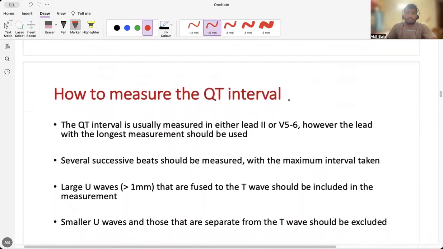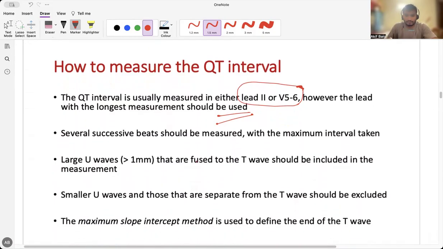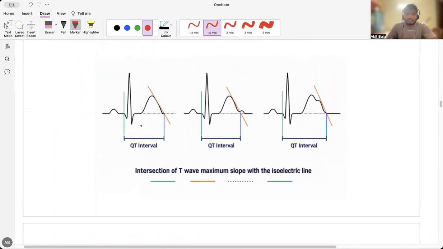So how do you measure the QT interval? QT interval is usually measured in lead 2 or V5 to V6. However, the lead with the longest measurement should be used. Whenever you're measuring, you take the QT from the start of the Q to the end of the T. The end of the T, you label it just for this patient, where the end of the T starts here.